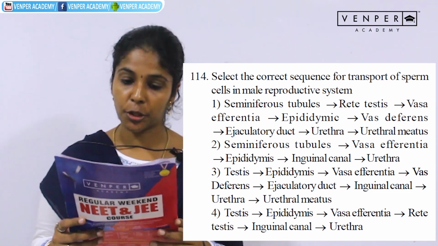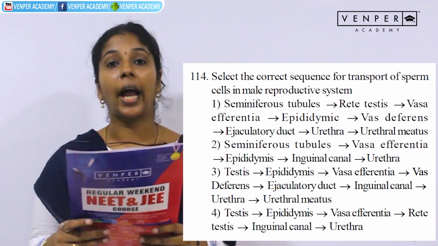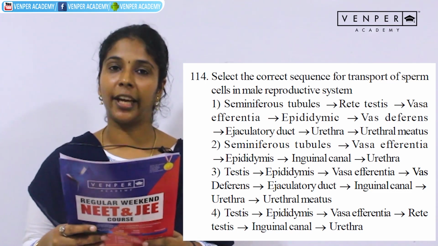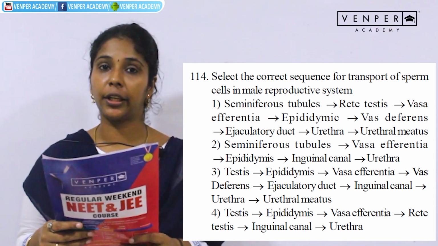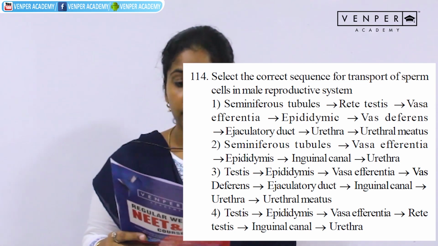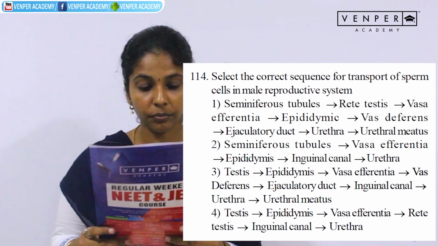It is produced in seminiferous tubule, transported through rete testis, vasa efferentia, and it is matured and stored in epididymis. It is ejaculated via vas deferens into the ejaculatory duct, and it is ejaculated to the exterior through urethra and urethral meatus. The correct option for question number 114 is option 1.